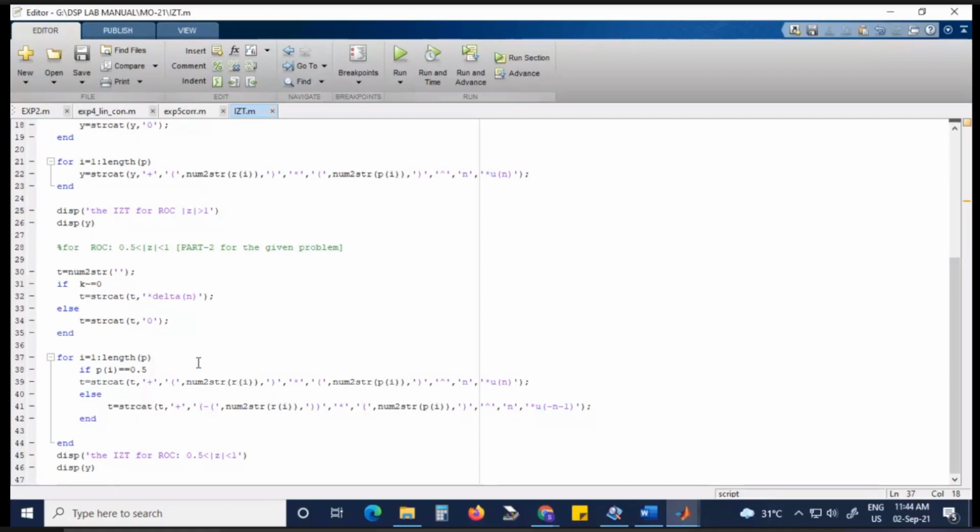दूसरा जो सीक्वेंस है दैट इज -1. जब पोल 1 से नीचे है, 0.5 वाला पोल इस ROC के अंदर होगा. उसके लिए जो सीक्वेंस है वो -n टू द पावर n. यहाँ पे ये थोड़ा गलत लिखा हुआ है.